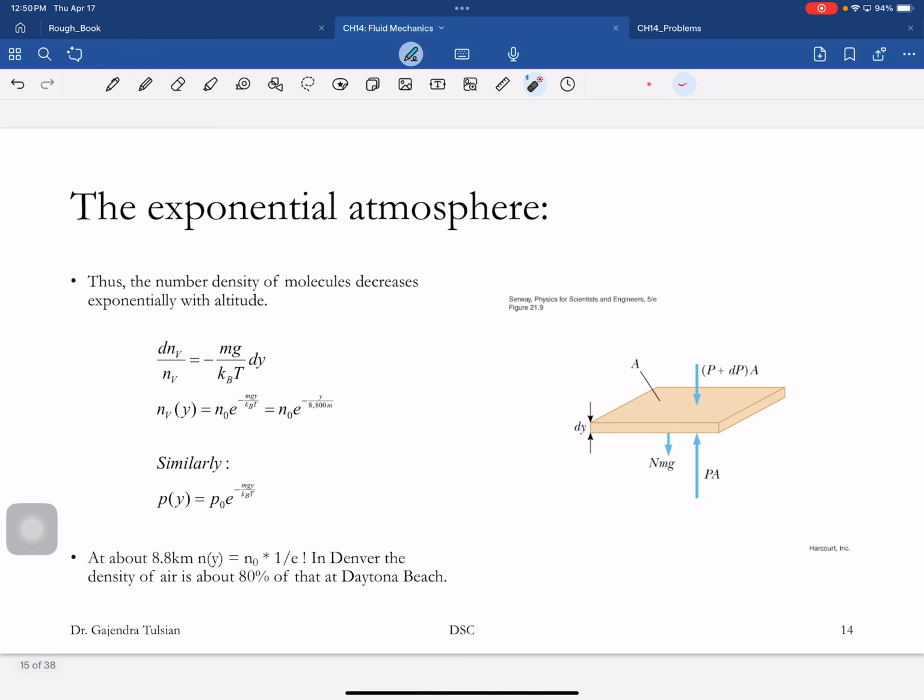And that's why planes fly at 11 kilometer elevation. There, the atmosphere is about 20% of the ground level atmosphere. So you have to pressurize cabins. Otherwise, you won't be able to sell tickets to passengers.